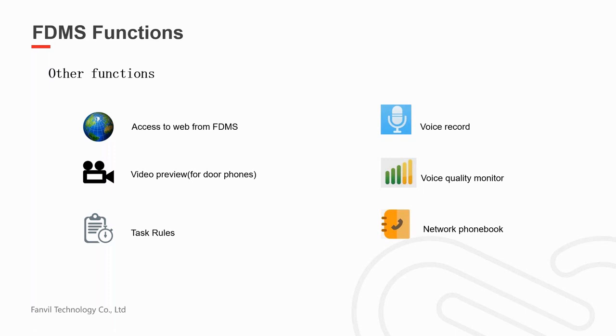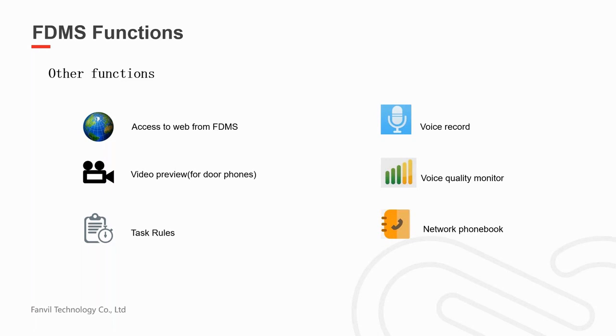So some administrator just logs into the FDMS server, and then they can press some button, and if the device is online, then the web page will be opened, even for devices behind the LAN network. It will be very helpful, and it is unique and developed by Fanvil, not other manufacturers. This is the access to web from FDMS.